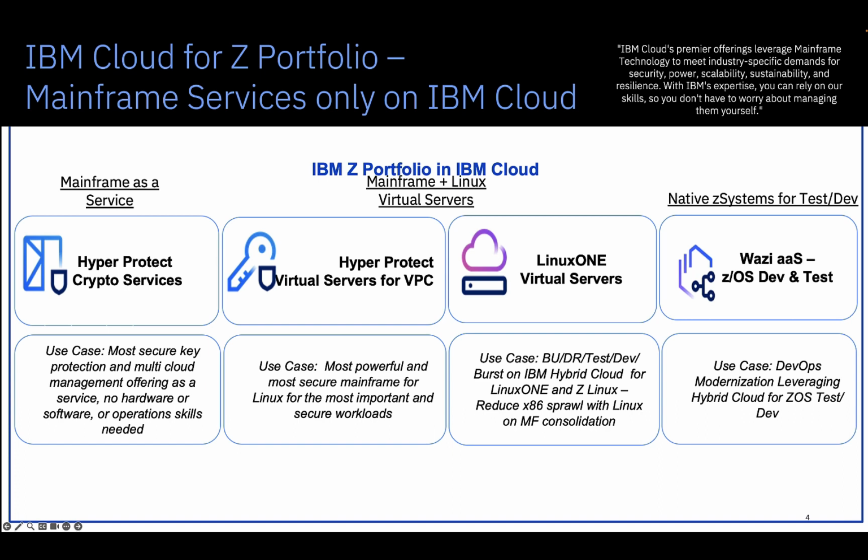The middle two are based on our LinuxONE offerings. On the left hand is the LinuxONE combined with our HyperProtect Crypto Services. This is for the workloads that need the absolute most security. So in addition to the HyperProtect Crypto Services key management, you also have data in memory encrypted for the highest level of protection. The LinuxONE on-demand virtual servers are also there to give flexibility for the use cases listed here, like backup, disaster recovery, dev test, and hybrid cloud models for getting the best out of those environments.